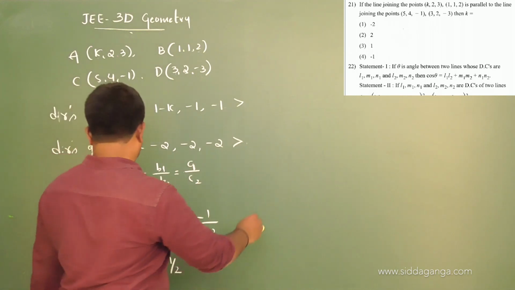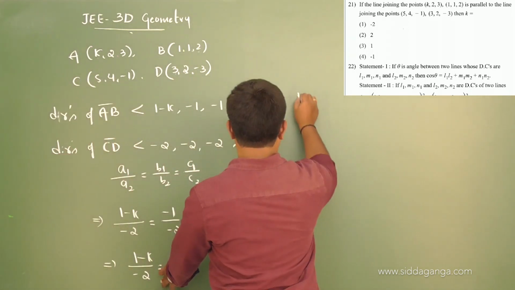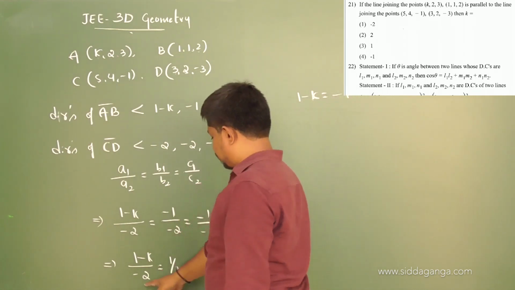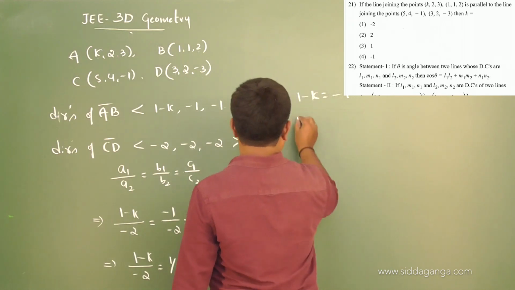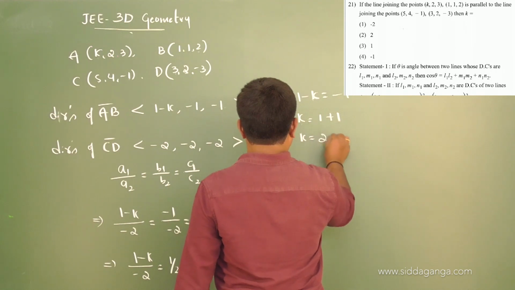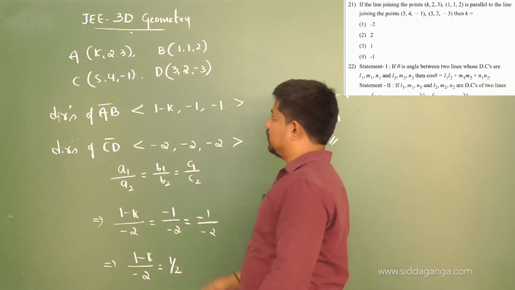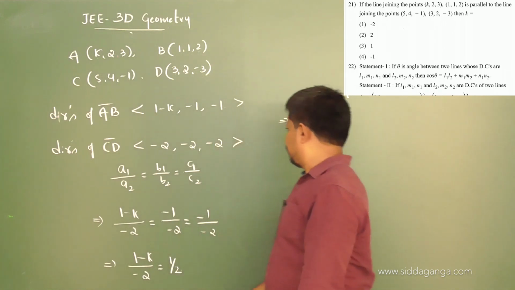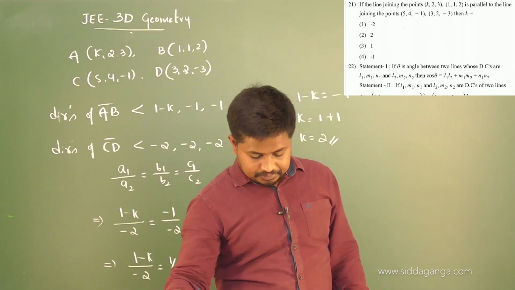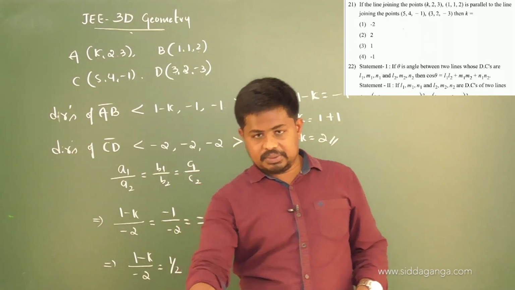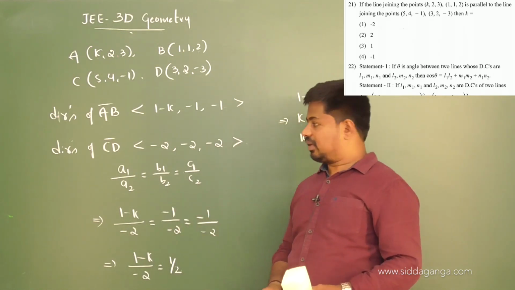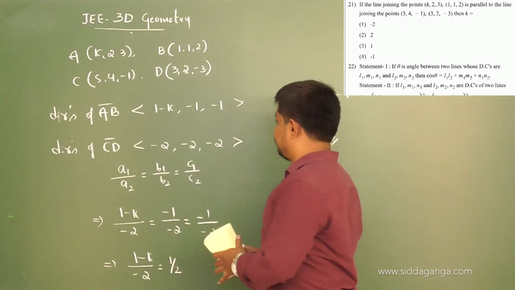So from this you get 1 minus K is equal to minus 1, the minus 2 getting cancelled on both sides. So you get K is equal to 1 plus 1, that is 2. That means the lines passing through AB and CD are parallel for K equal to 2. So option 2 is the correct one. This is based on the result that direction ratios of two parallel lines are always in the same proportion. Using this result we have found K.